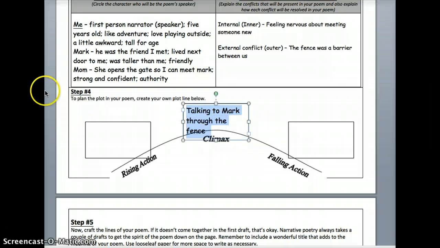So that's definitely the climactic moment. So I have that already. Like I said, you don't necessarily have to go in order. Kind of think about it how it comes to you. But now, so I have the climax. I'm going to go to rising action.